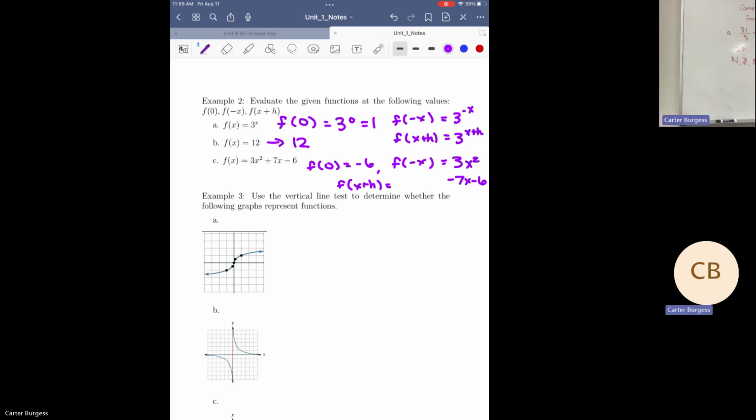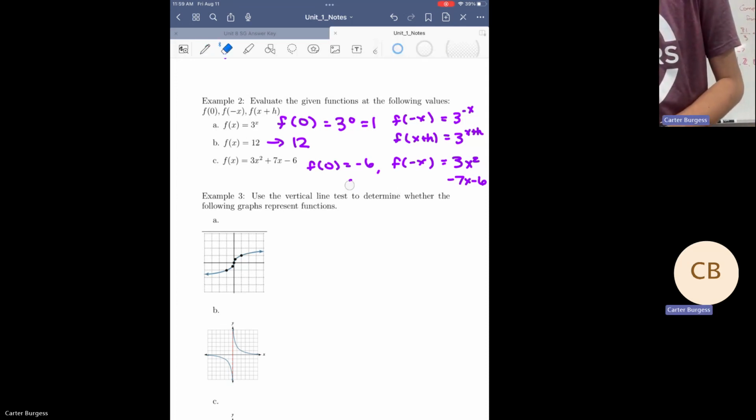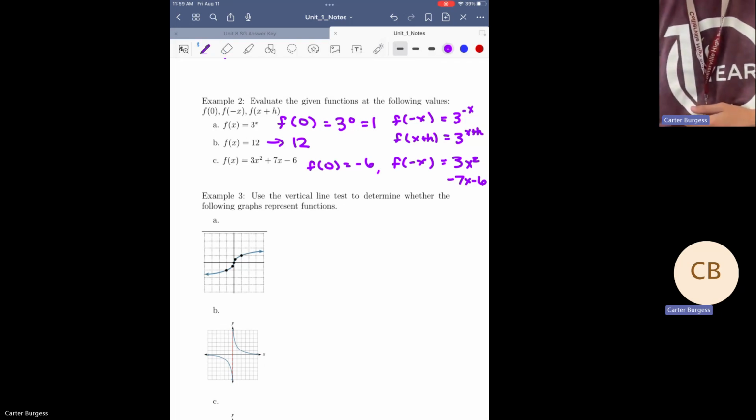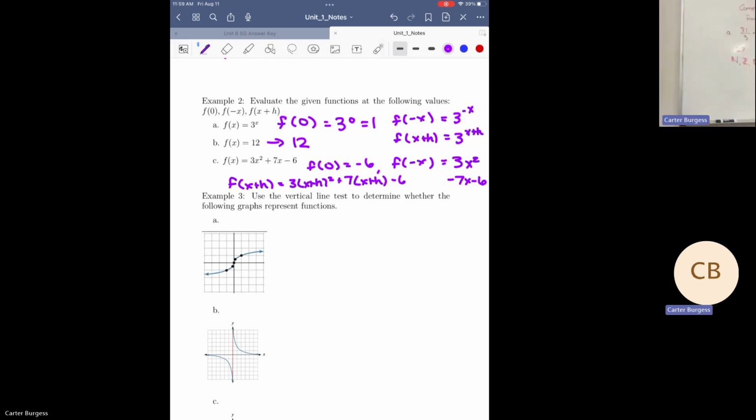Yes. So it would be 3x squared, because when you square negative x, it's going to become positive x squared. Yeah, good question. And I'm fine if you leave that entirely unsimplified. You do not need to do that.